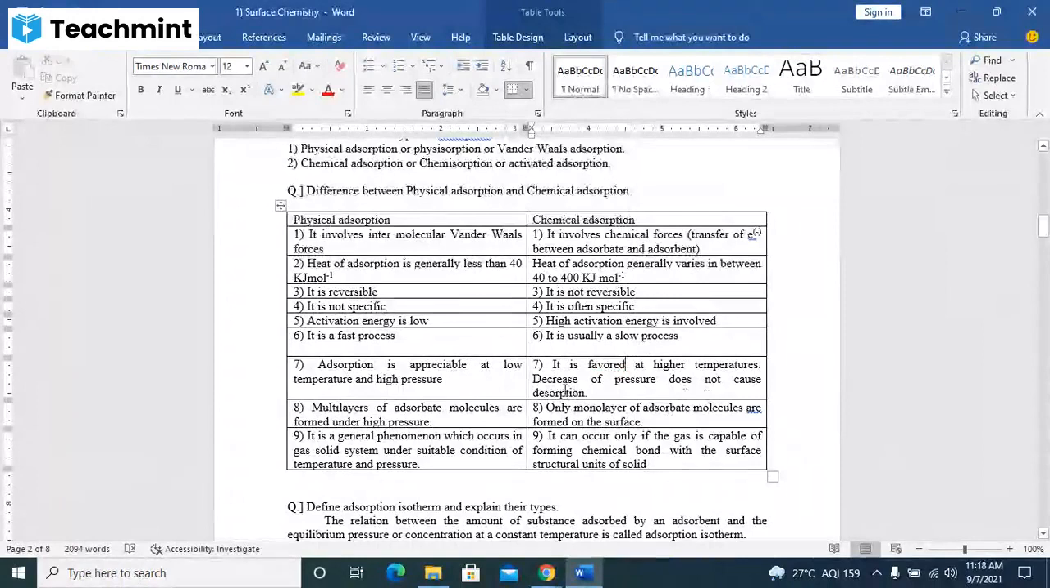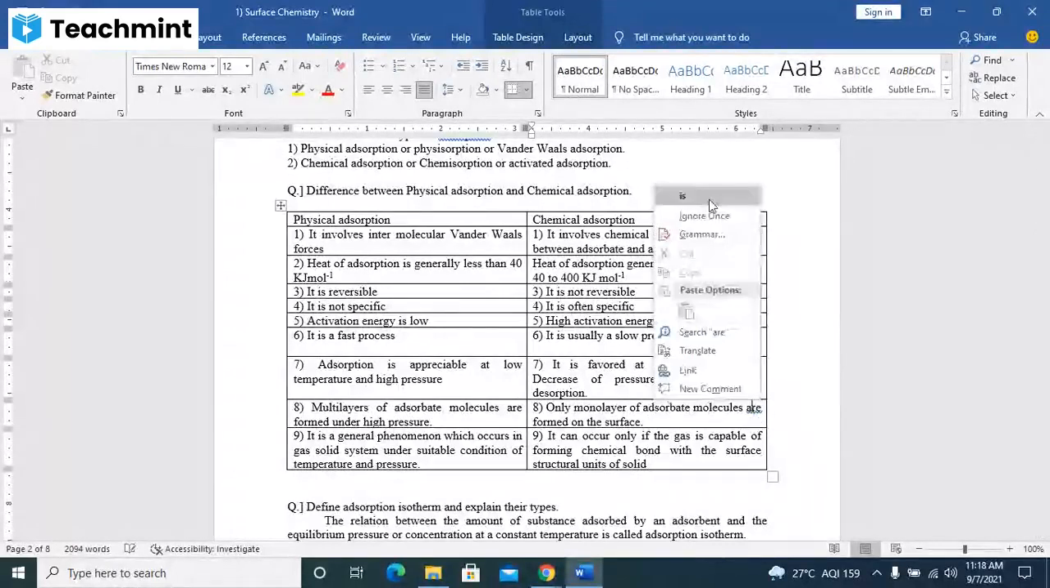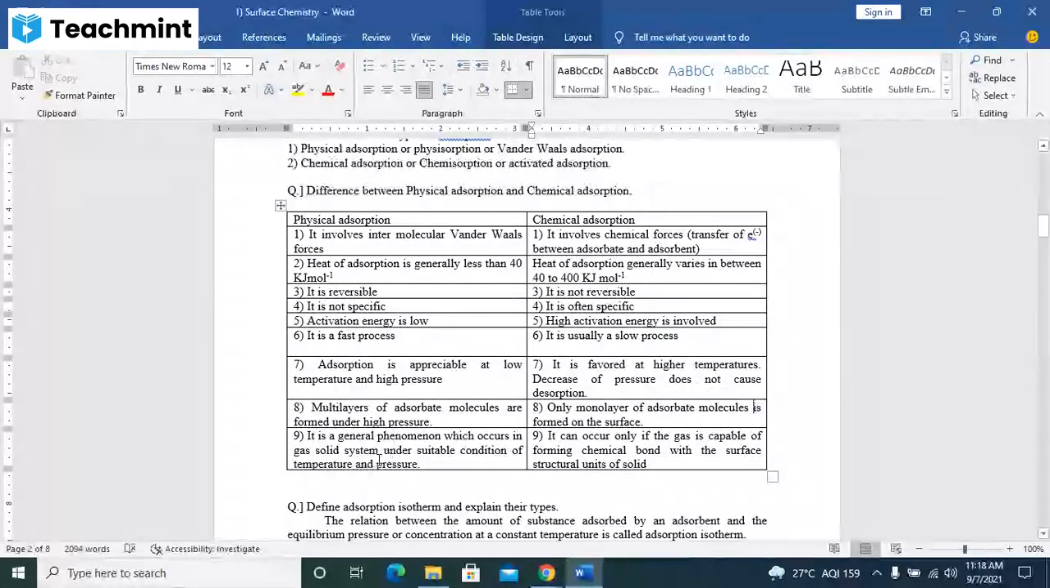Decrease of pressure does not cause desorption. Multi-layers of the adsorbate molecules are formed under high pressure. Here, only a monolayer of adsorbate molecules is formed on the surface. It is a general phenomenon which occurs in gas-solid systems under suitable conditions of temperature and pressure. It can occur only if the gas is capable of forming a chemical bond with the surface.